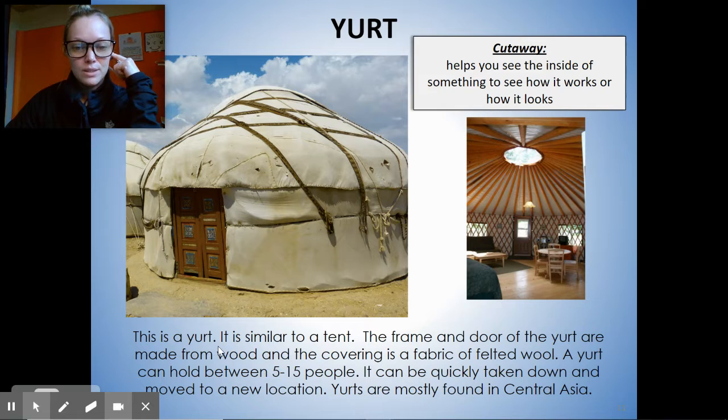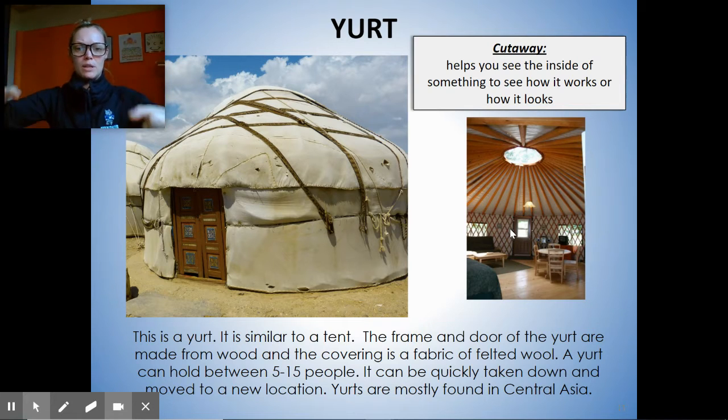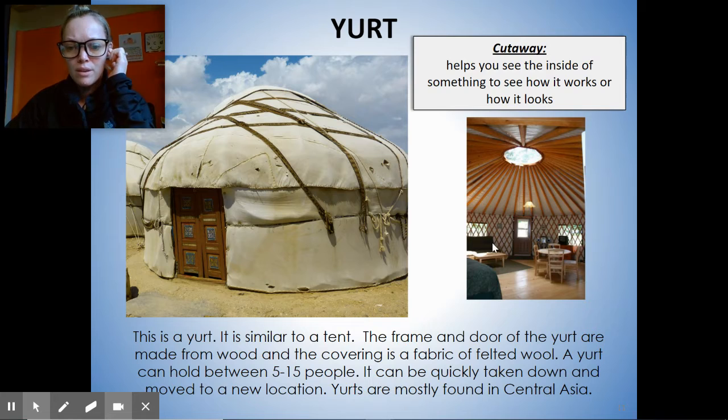This is a yurt. It is similar to a tent. The frame and door of the yurt are made from wood, and the covering is a fabric of felted wool. So the frame and the door. You see how the door is made out of wood, and the frame is just like the structure that has posts to hold it together. And the covering, this part that kind of looks like a tent, is made out of fabric.